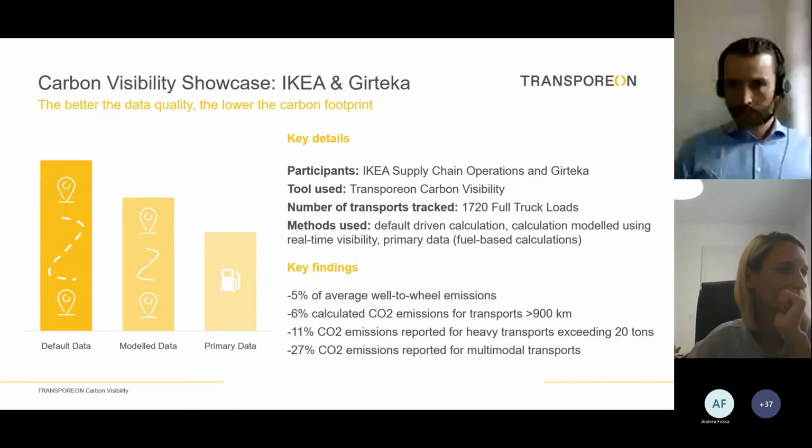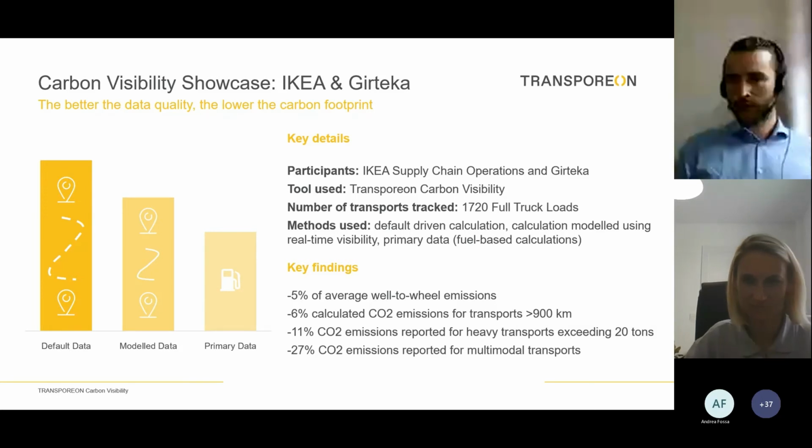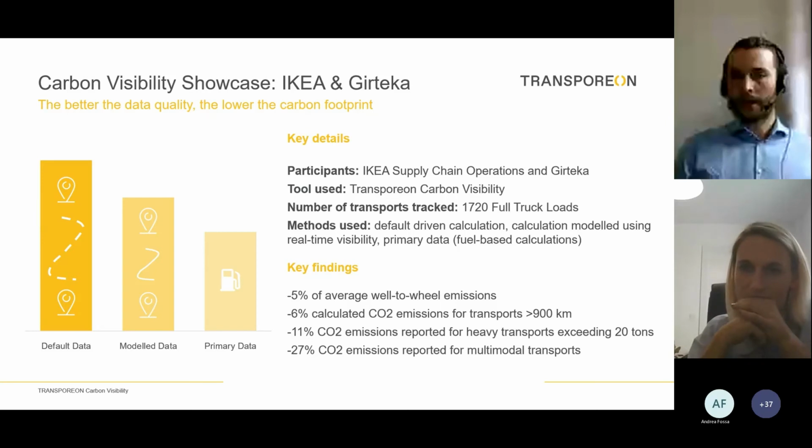We have the participants IKEA Supply Chain Operations and GTK, and we used the Transporeon Carbon Visibility tool. And the number of transports within this case study that we have analyzed: 1,720 full truck loads that GTK has executed for IKEA. And we have used the default-driven calculation, the modeled, and the primary data calculation on fuel basis.